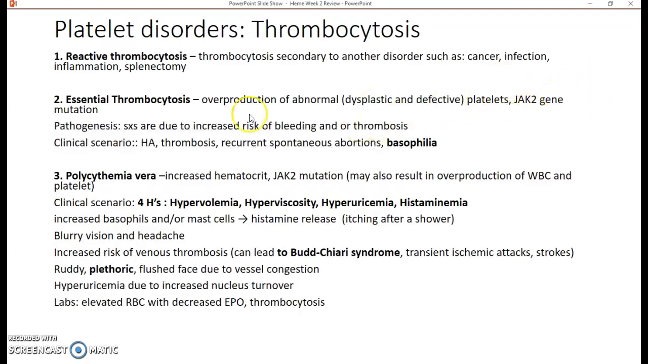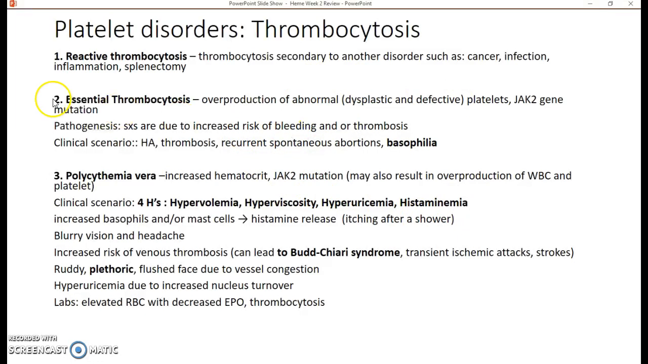Essential thrombocythemia, ET, is part of the myeloproliferative disorders, so the JAK2 mutation is what you're commonly going to see. You're going to see increased risk of bleeding and or thrombosis, because the platelets aren't usually effective. They can be abnormal, so they can aggregate together and cause thrombosis, and they don't properly clot off, so you can have increased bleeding as well.